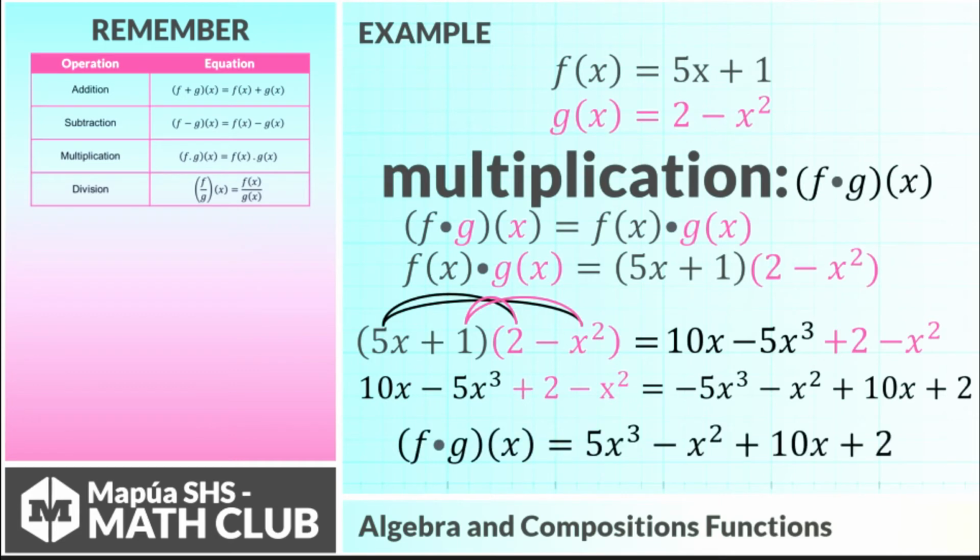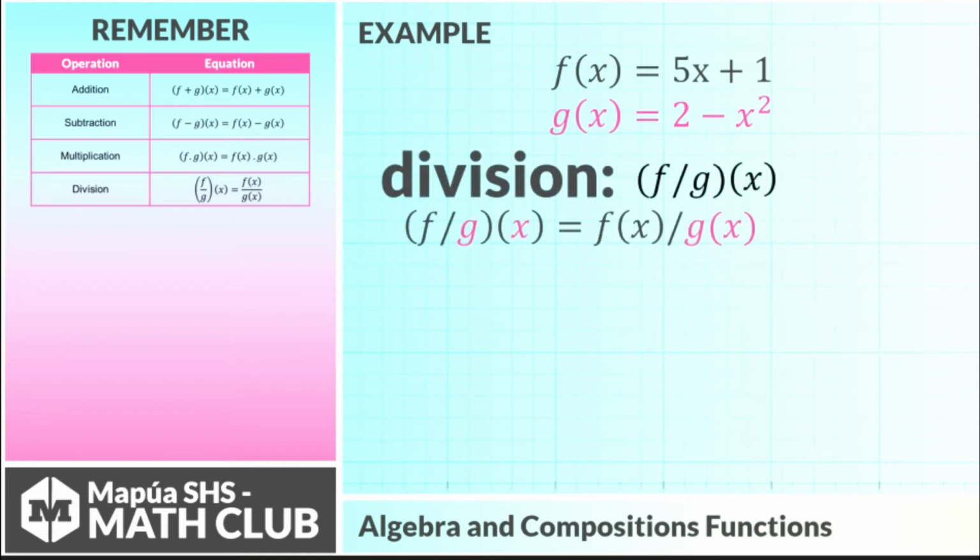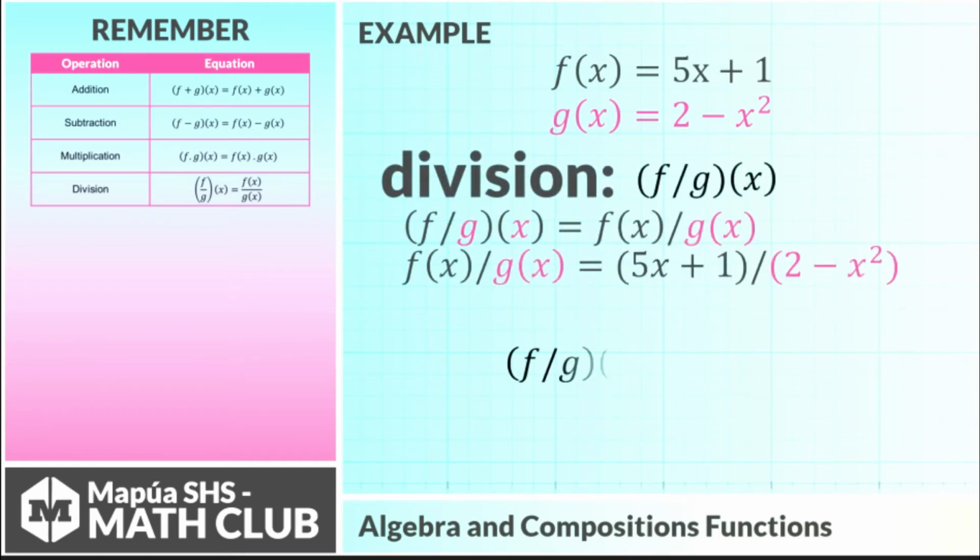Lastly, for (f over g) of x, we divide them. So, 5x plus 1 all over 2 minus x squared. Do we have a common factor for the numerator and denominator? If the answer is no, then let's leave it like that, but arrange. So, 5x plus 1 all over negative x squared plus 2.